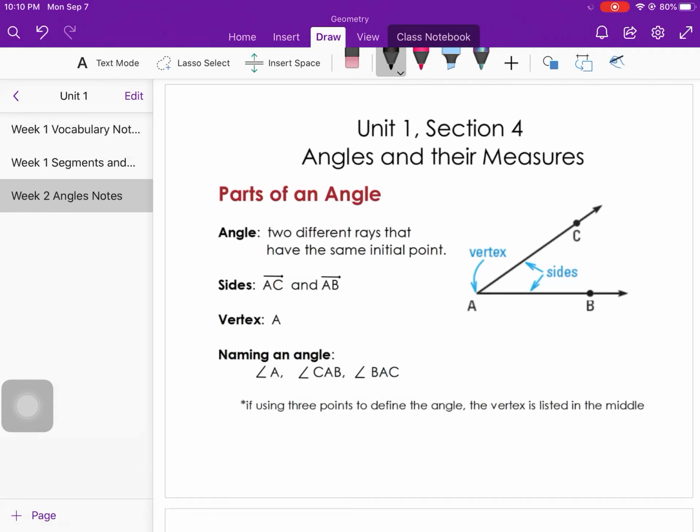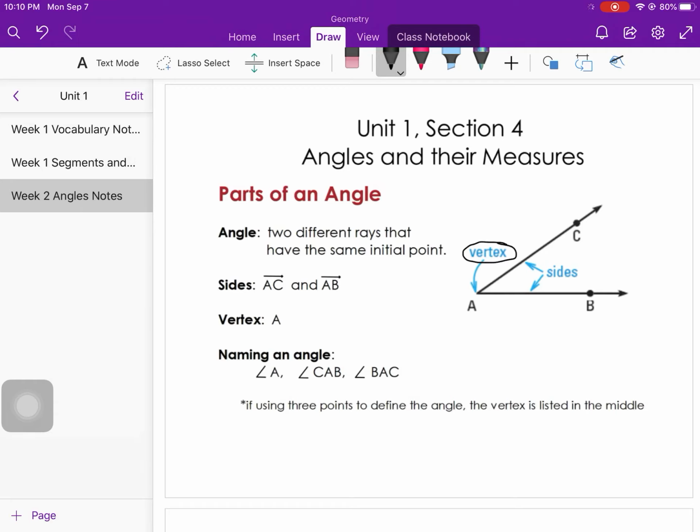Hey guys, today we are going to be learning about Unit 1, Section 4, which is on angles and their measures. So we did talk about angles the very first lesson, but we're going to go more in depth with that. Just as a quick reminder, an angle has two different rays that have the same initial point, which we call the vertex. So in this example here, we have ray AC and ray AB. Notice that they both share point A, that is the vertex.